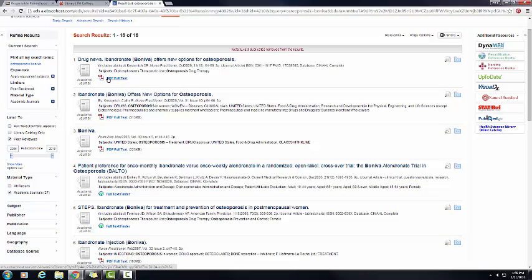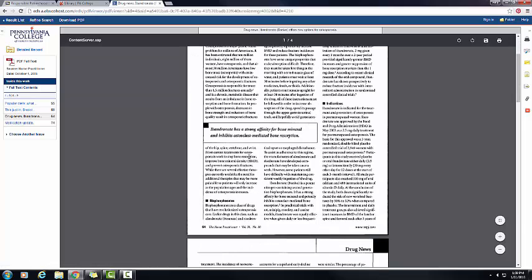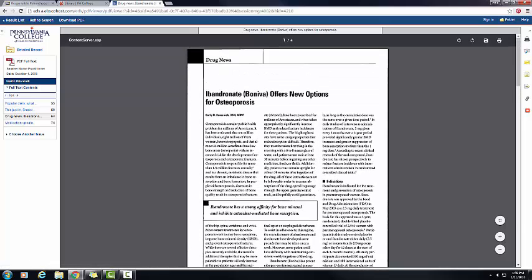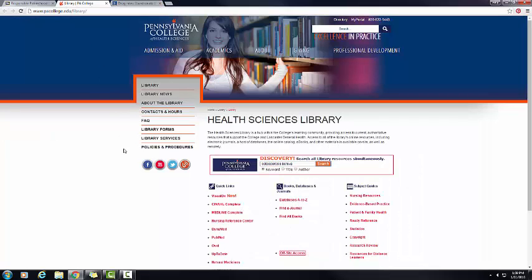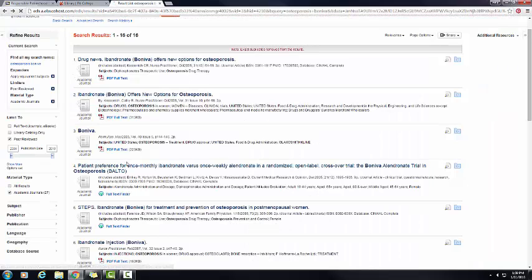And then you can see here that some of these actually have full text. So when you click on them, it brings the whole article up that you can read it. You don't have to worry about it. Now this one is not a study, it's just information. But let's see if we can find one that is an actual study.